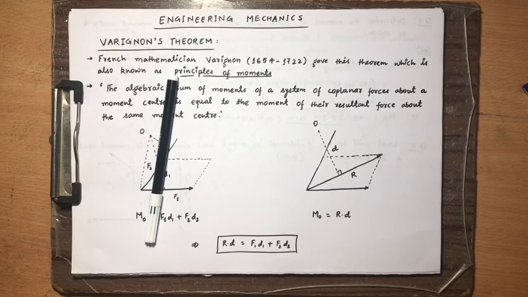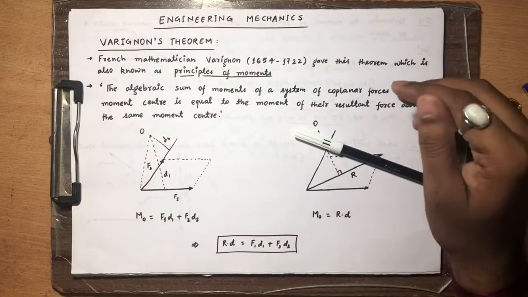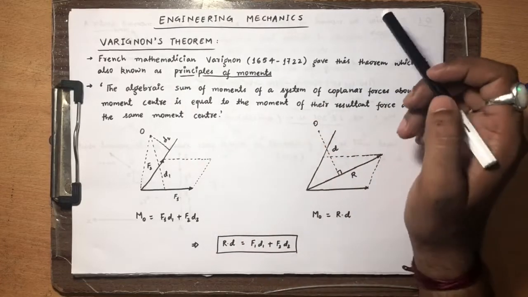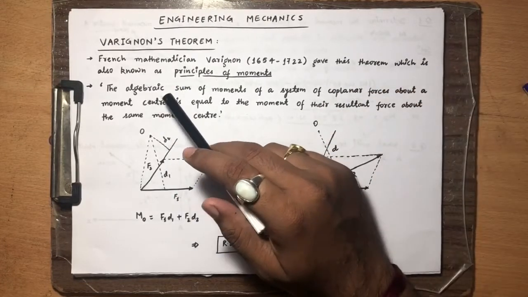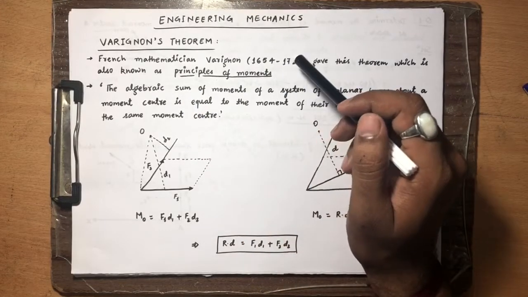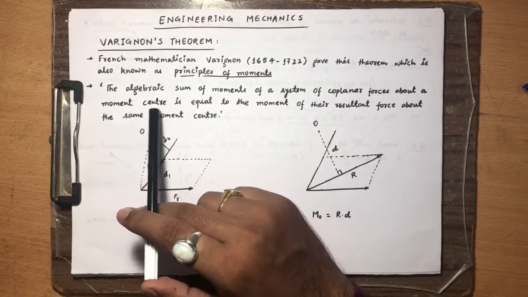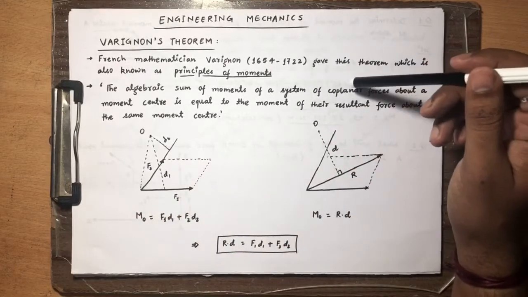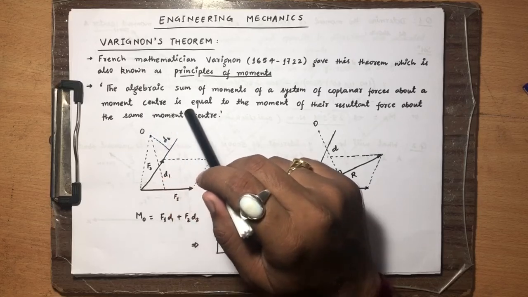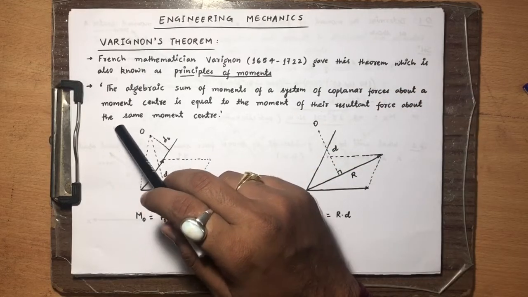Today we are going to see a very important theorem in engineering mechanics, which is Varignon's theorem. Varignon was a French mathematician who gave this theorem, which is also known as the principle of moments. So what does this theorem say? This theorem states that the algebraic sum of moments of a system of coplanar forces about a moment center is equal to the moment of their resultant force about the same moment center.